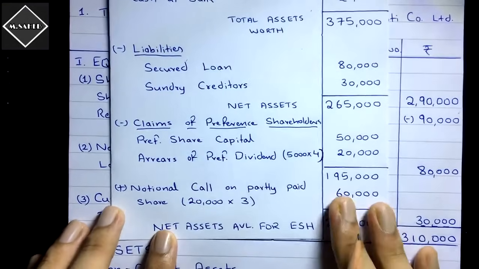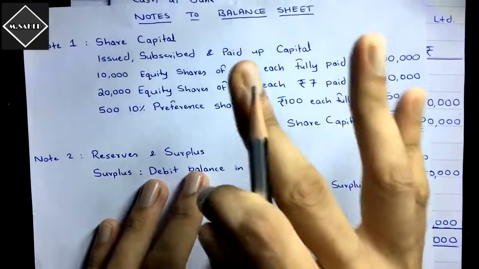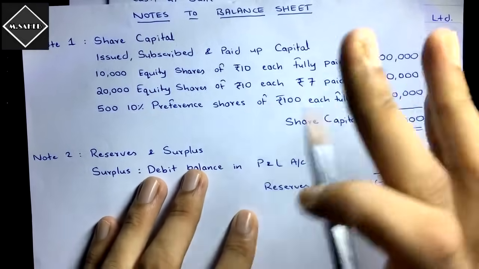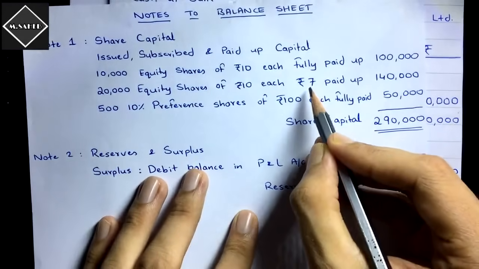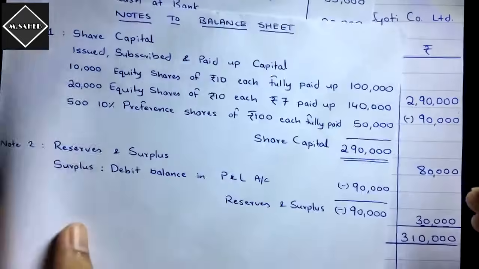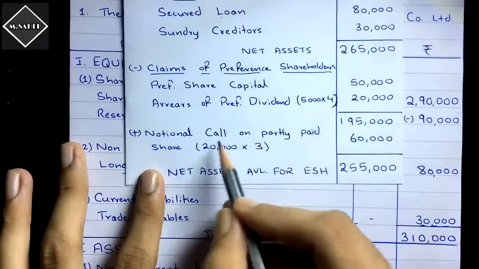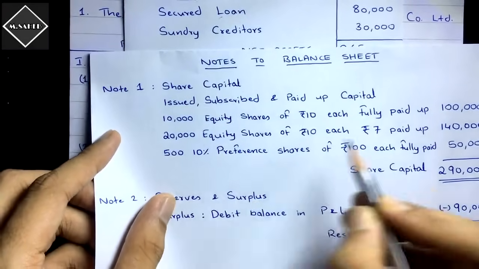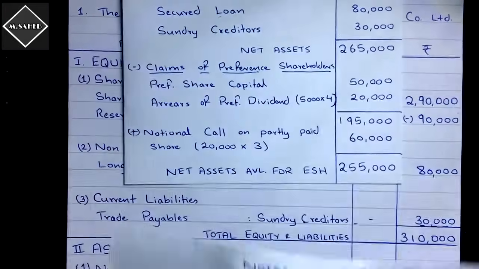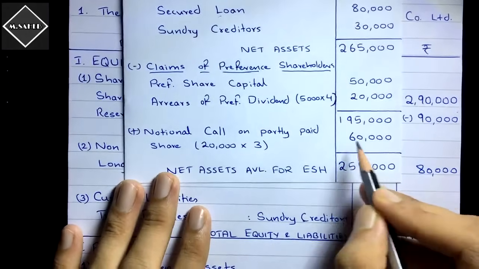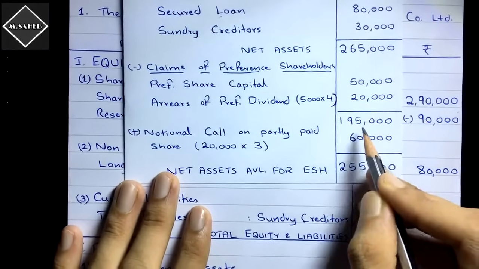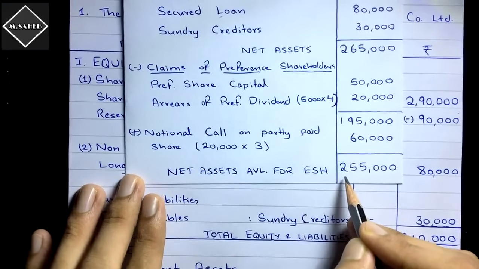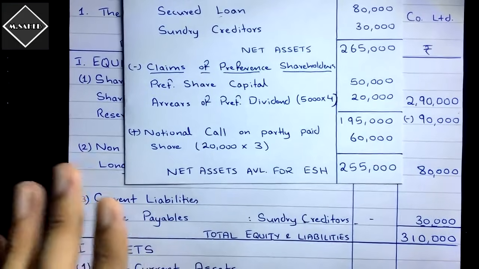See, how are we going to do this? 7 is paid up, right? So 3 is still pending. The shares are of rupees 10 each. So 3 rupees is still pending. So we are going to make that call of rupees 3, a notional call on partly paid up shares, right? 20,000 into 3. Why 20,000? See, 20,000 shares into 3, as 3 is unpaid, right? So 20,000 into 3 will be 60,000. So 60,000 will be the notional call. Okay, it will be added, and then we will get net assets available for equity shareholders, that is equal to 2,55,000. You understood? It's very simple.